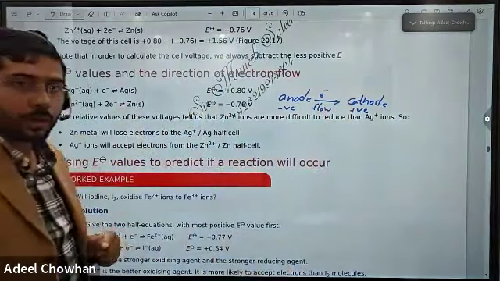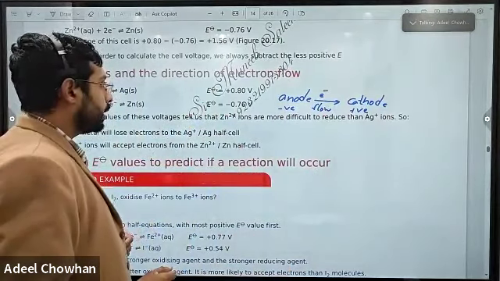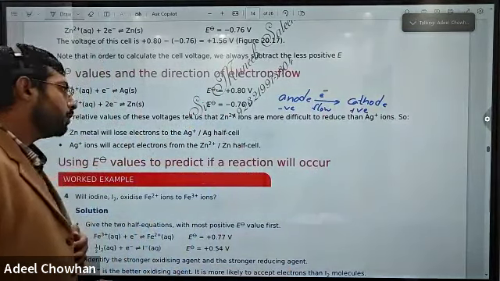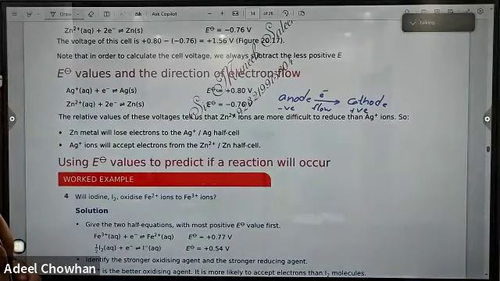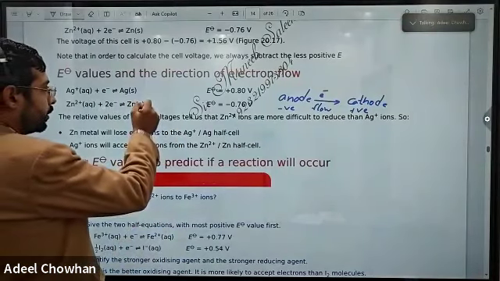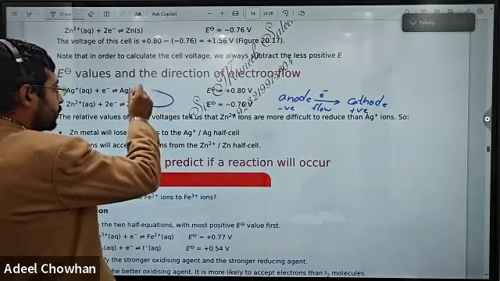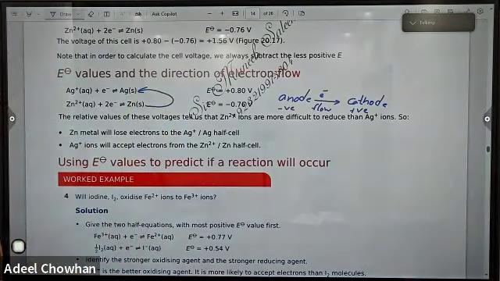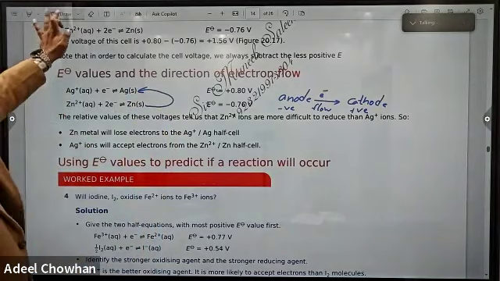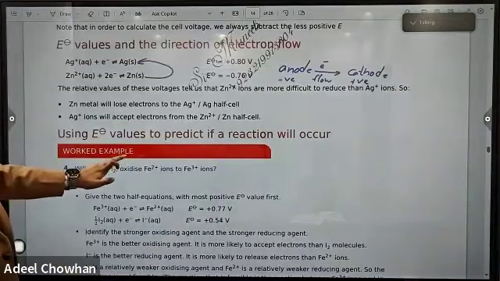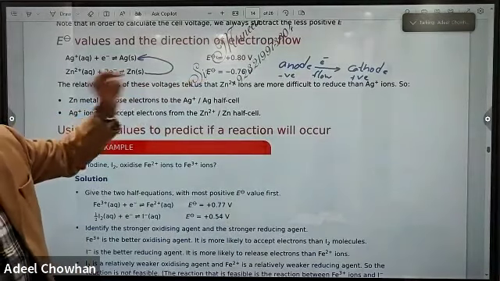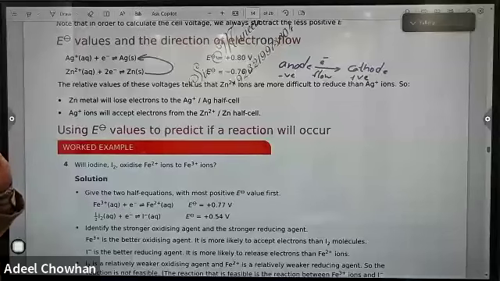So from these two values, which one do you consider to be the anode and which substance will become the cathode? Yes, anode. So the direction of electron flow will be from zinc to silver. Zinc will lose electrons, and zinc is negative here.